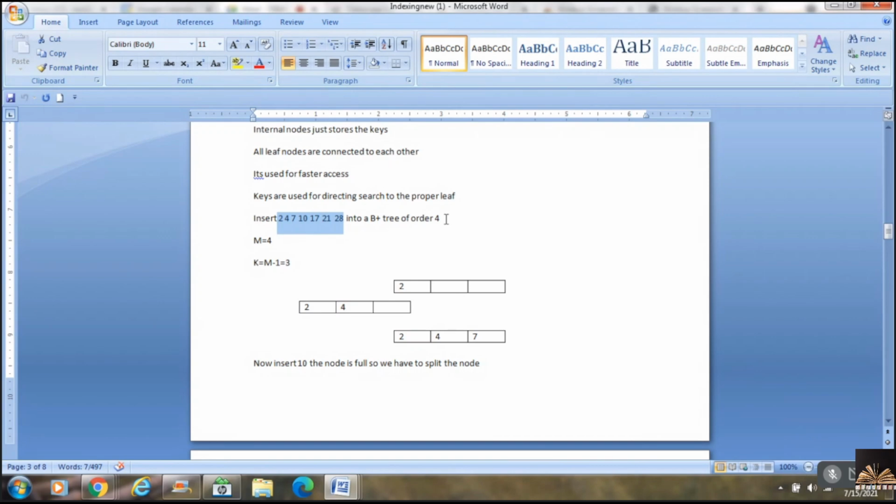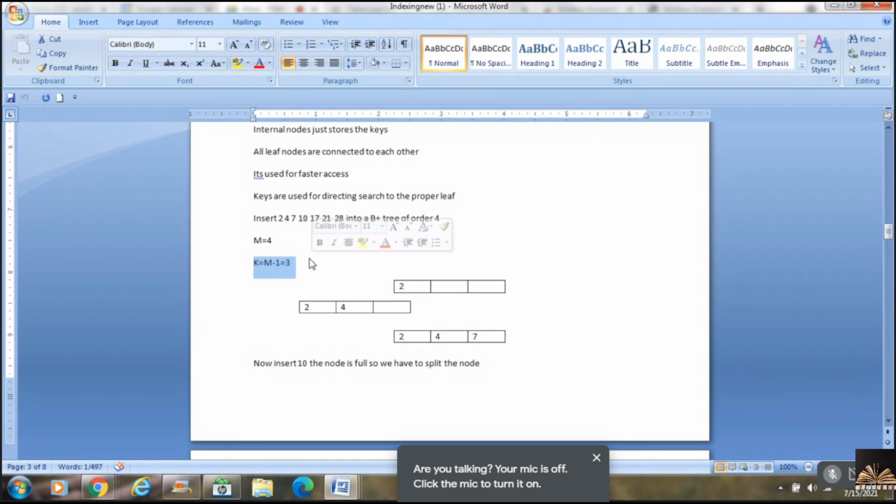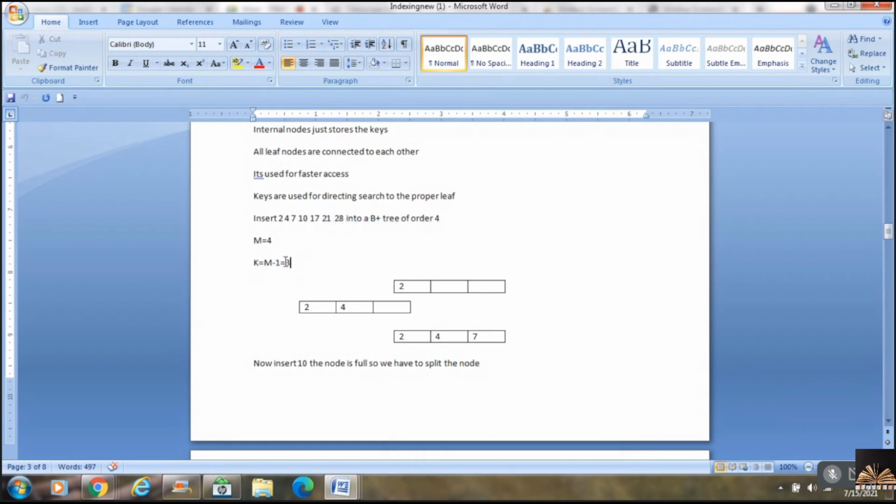Whenever I am given an order for a particular B plus tree, it is treated as M. M is the order. Assuming M is the order, the number of keys that can be placed in a node of the tree is k equals m minus 1, which is order minus 1. So the maximum number of keys per node would be 3.